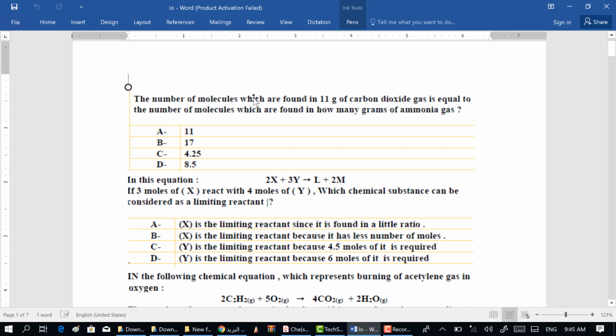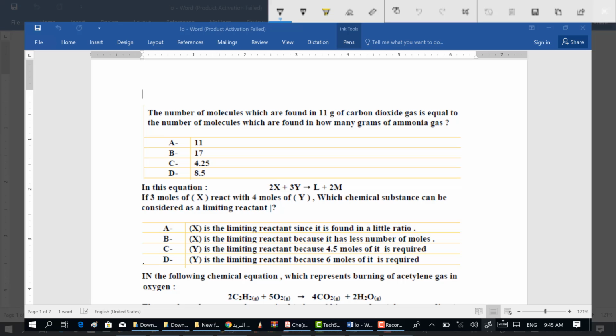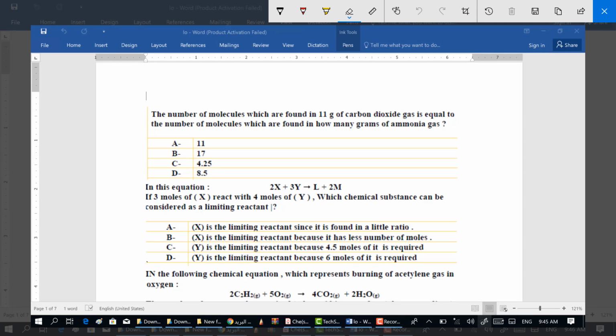The number of molecules found in a given gram of carbon dioxide gas equals the number of molecules found in how many grams of ammonia? How many grams of ammonia?